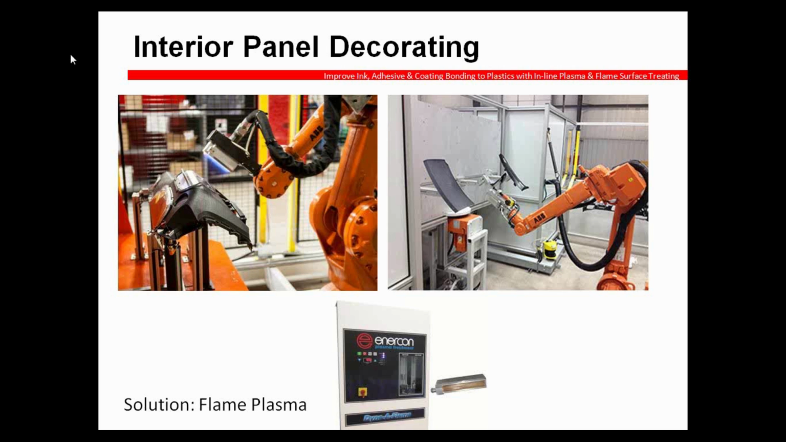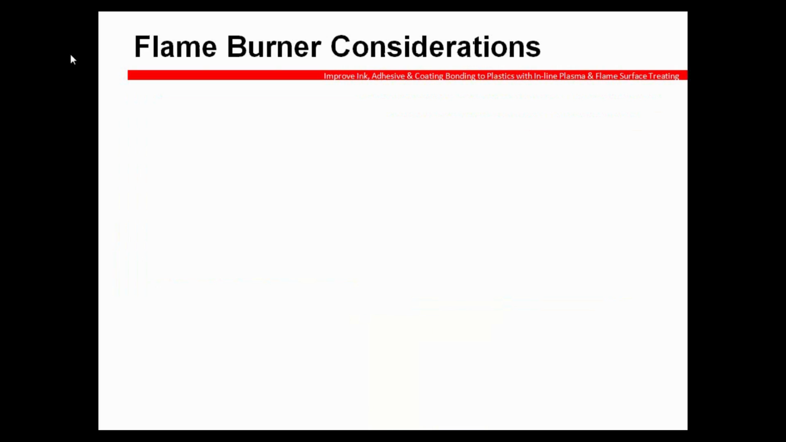Working with a flame plasma system, you are actually able to treat in and out of all of those complex shapes, and typically on a robot as shown here, and being able to do it in a very quick cycle time. Typically we're working with customers demanding a 20-second cycle time or less, and we're able to achieve that.